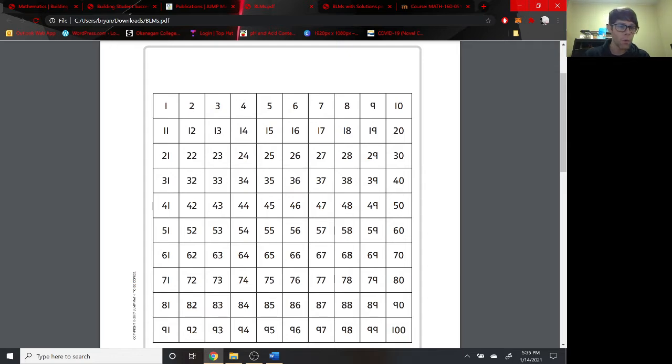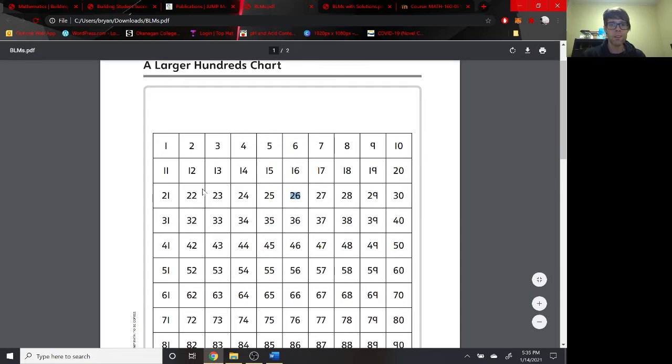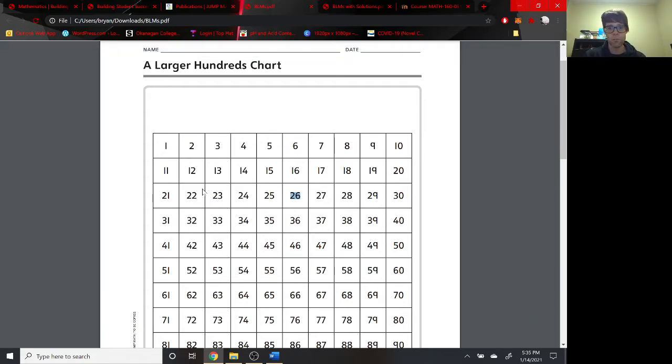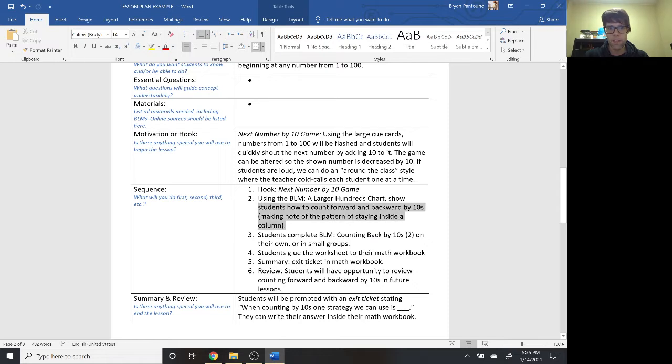If I want to move backwards by 10, for example, moving from 36 to 26, I move up in that column. So our hundreds chart can really help us develop that pattern of moving up or down by 10 by sticking within the same column. So that was my second step. I really want them to connect this idea to their hundreds chart, that they all should have a copy of inside of their math workbook, or maybe even a nice laminated copy that they can mark with some dry erase markers. However this is set up, they should have access to one of these charts, and we can work on that together as a class.